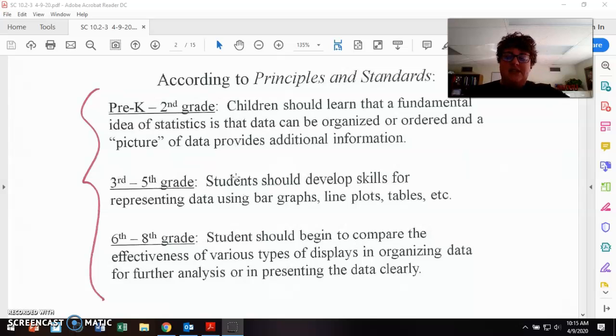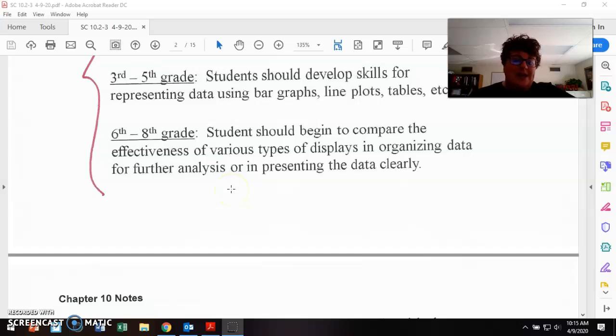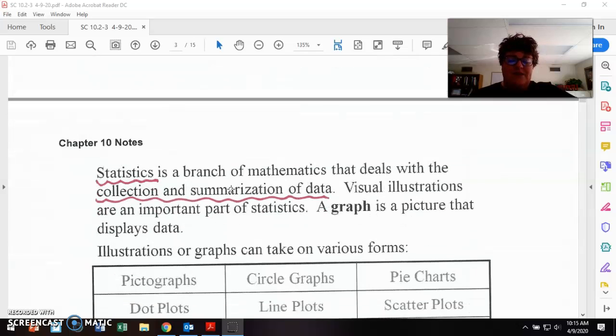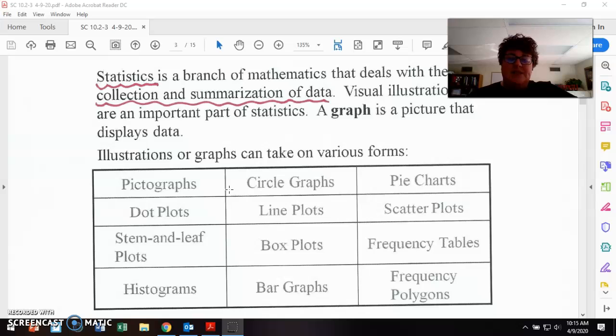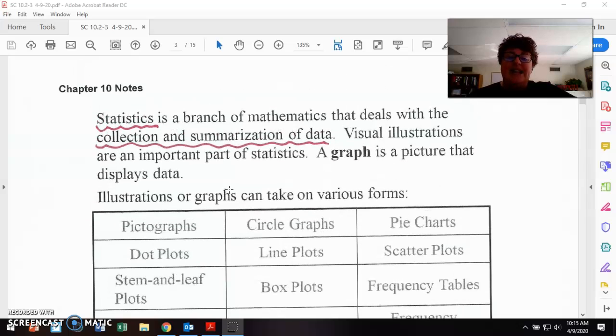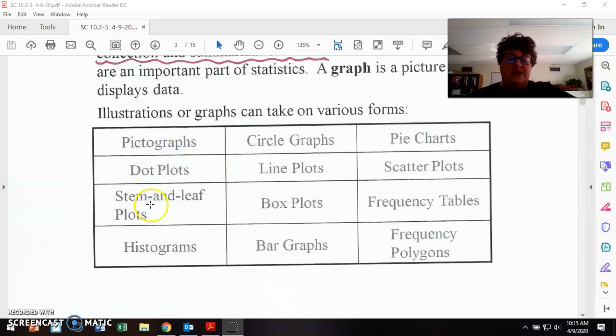Today's material does look lengthy because it's 15 pages, but it's just going through the different types of graphs that are available and when they're appropriate. There's not a lot of writing, it's more just emphasizing a couple of things. Statistics is the branch of math that deals with the collection and summarization of data. A graph is a picture that displays data, and here are a lot of your options. We'll look at all of these except a box plot and a frequency polygon, but the rest of them we'll look at.